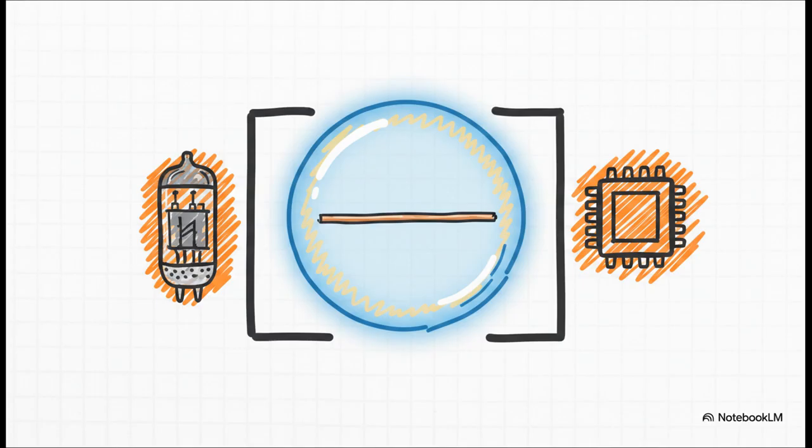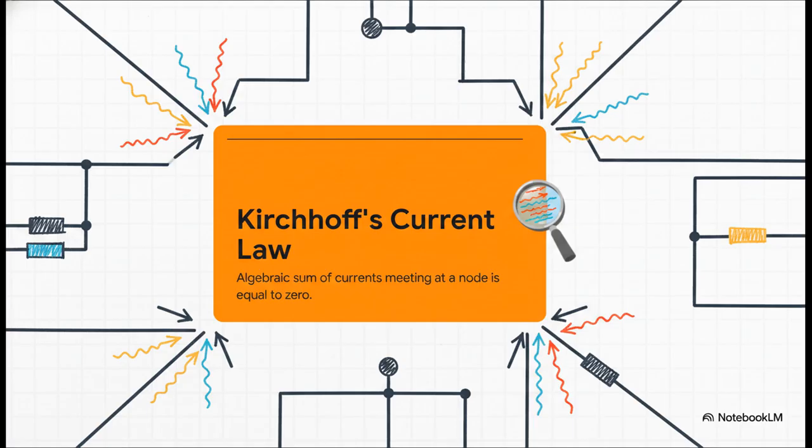Remember those nonlinear pieces we just talked about? Ohm's law doesn't apply to them. That's why we need deeper rules. And that brings us perfectly to rule number 2, Kirchhoff's current law, or KCL.